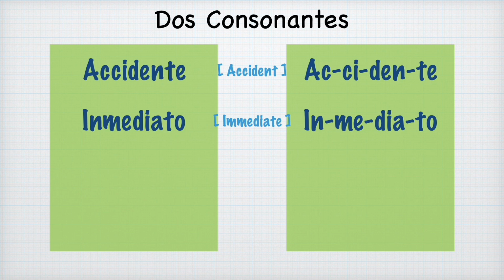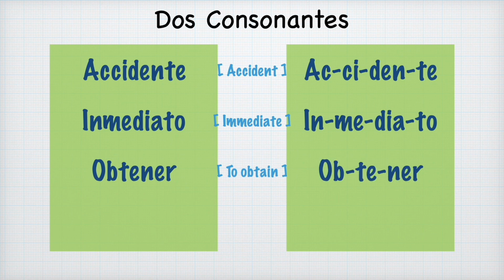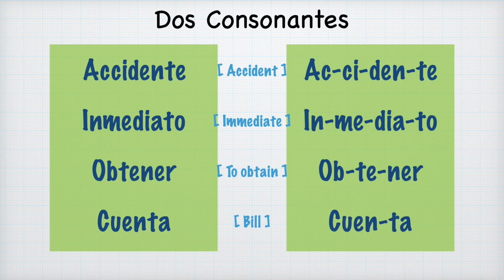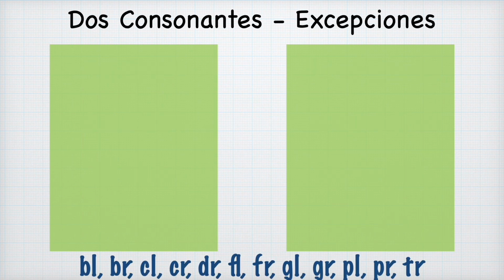For inmediato, we also see a weak vowel I with the strong vowel A, so they are going to stay within the same syllable. The next word is obtener, obtener. The B is going to stay with the letter O, and then the T is going to stay with the letter E. And the last one is cuenta, cuenta. And the first syllable is long because we have the weak vowel U and the strong vowel E, so they're going to stay together. But of course, there are some exceptions.